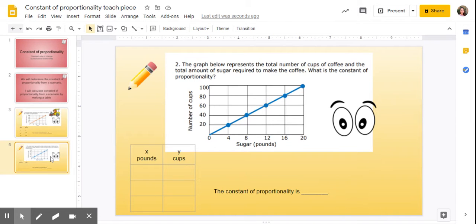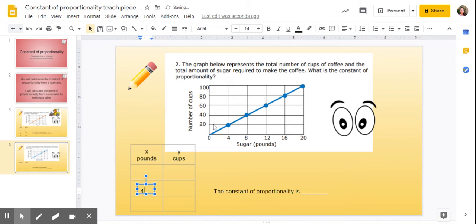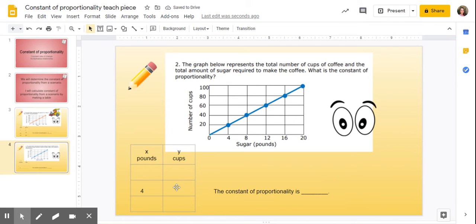Now we'll do the next table. This one says that the graph below represents the total number of cups of coffee and the total amount of sugar required to make the coffee. What is the constant of proportionality? Once again, we're going to skip the first box and we'll fill in the second box. I go to the graph, I see 0 to 4. So I'm going to put 4. When I follow 4 up, I see that it goes to 20.